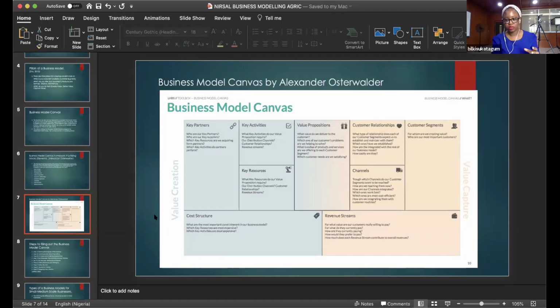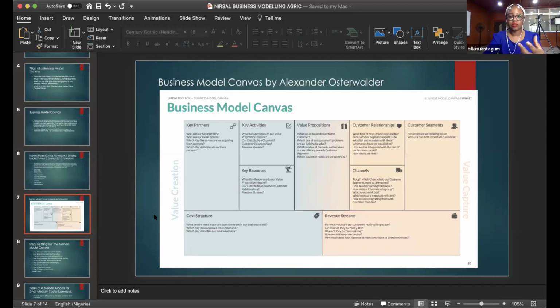Who are the people that have a stake and are actually helping to run your business? Who are those that will actually help you achieve your goal, to get your product from you down to your customer? Stating that will give you a clear understanding: these are my partners, these are who are going to help me, this is what activities I need from them, and these are the resources I need from them in order to achieve my goals.